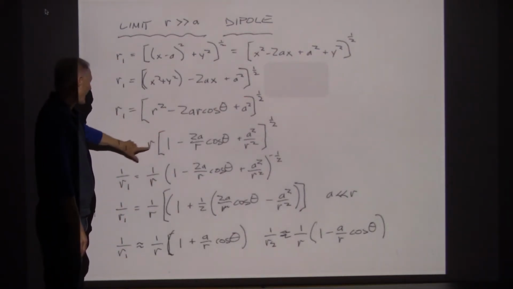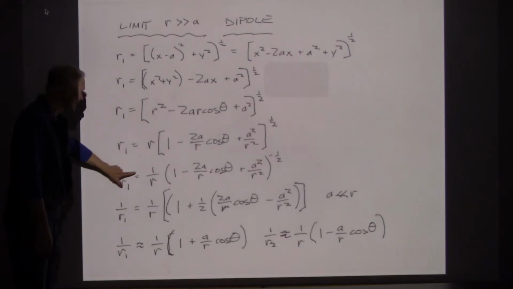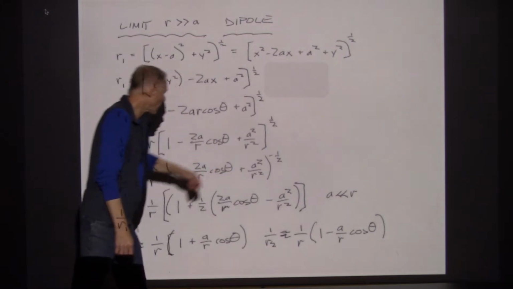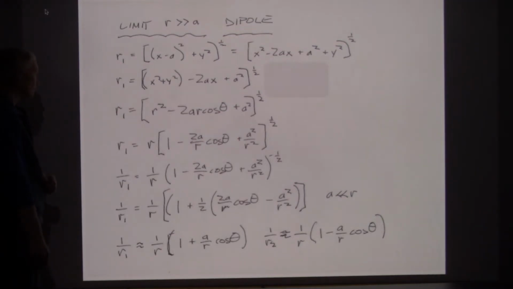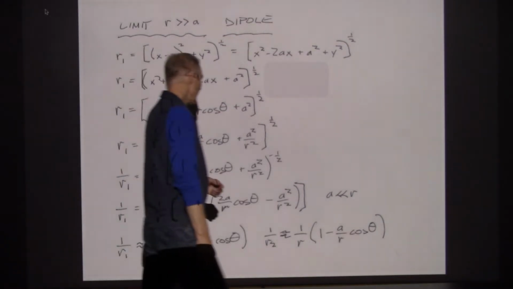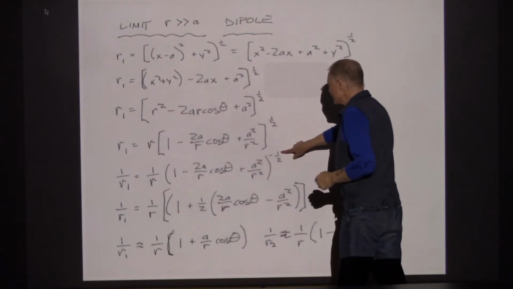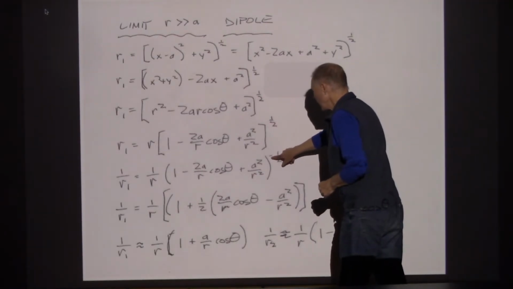I've actually factored out an r at this point. And then I'm going to say 1 over r1 is equal to 1 over r times this expression in terms of r's and thetas. And then I'm using an approximation. At this point, I'm using what's a standard approximation in physics, but you're not expected to be so familiar with these.